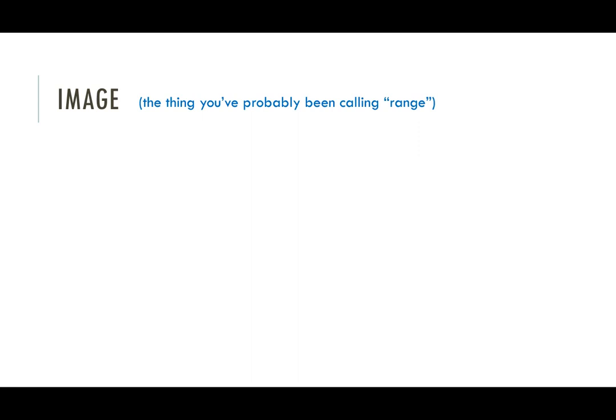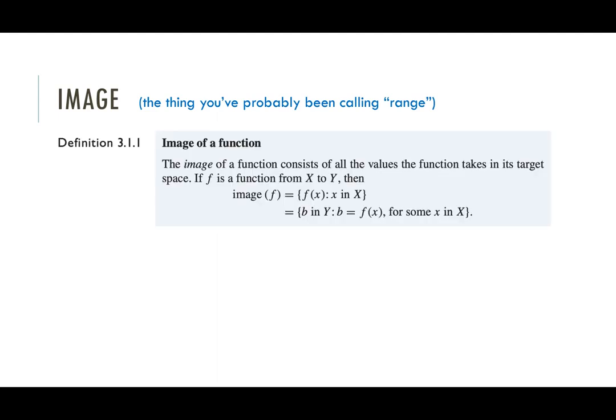But at some point, mathematicians decide to start calling the range the image in more abstract functions. Don't ask me why. The definition that your book gives of the image is: the image of a function is all of the values the function takes in its target space. And then they give some set builder notation for it. The image is just, if you have x in your domain, then it's a set of f of x's.